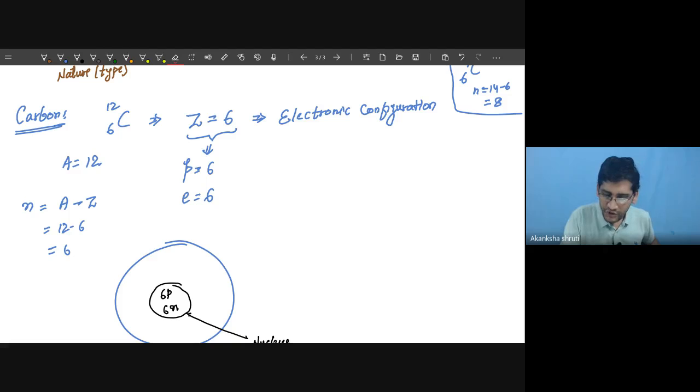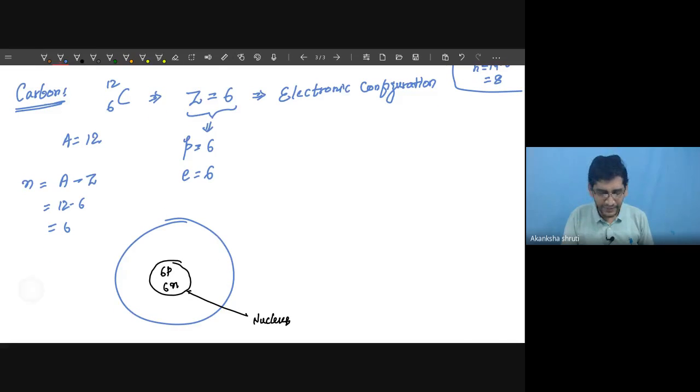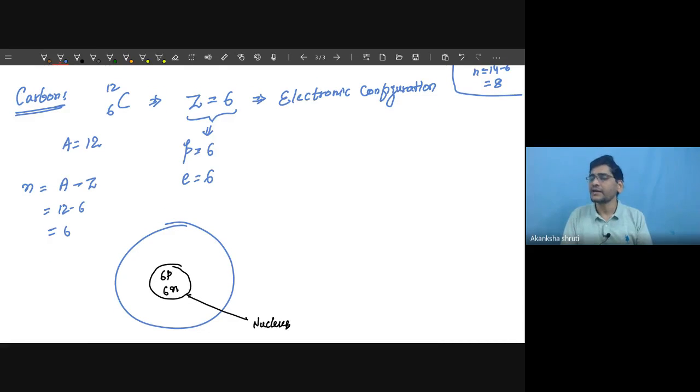Students, in electronic configuration we have different shells around the nucleus. How many shells depends on the number of electrons present in that atom. The innermost shell, the one closest to the nucleus, is called the K shell. The next one is the L shell, then the M shell, N, and so on, K, L, M, N, O. But which shells are present is decided by how many electrons there are.